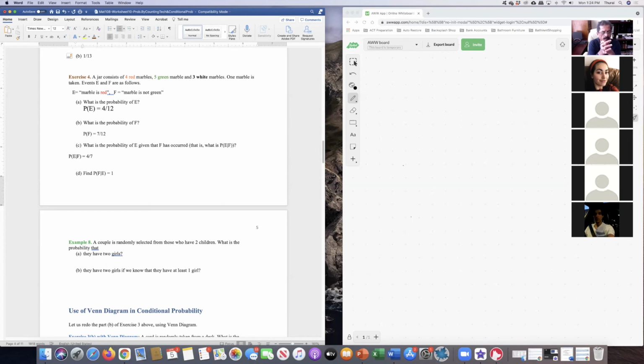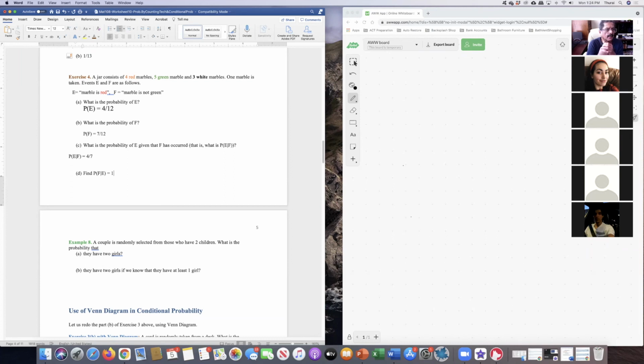No, probability is 1. It has occurred already. E has occurred means marble is red. That means it is not green already. So is it because it would be 7/7? Yeah, you can put it that way. Not really 7/7, marble is already red.